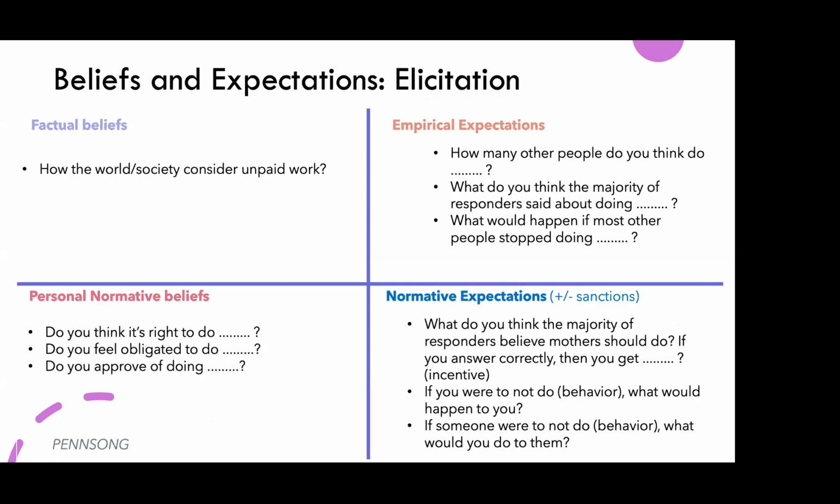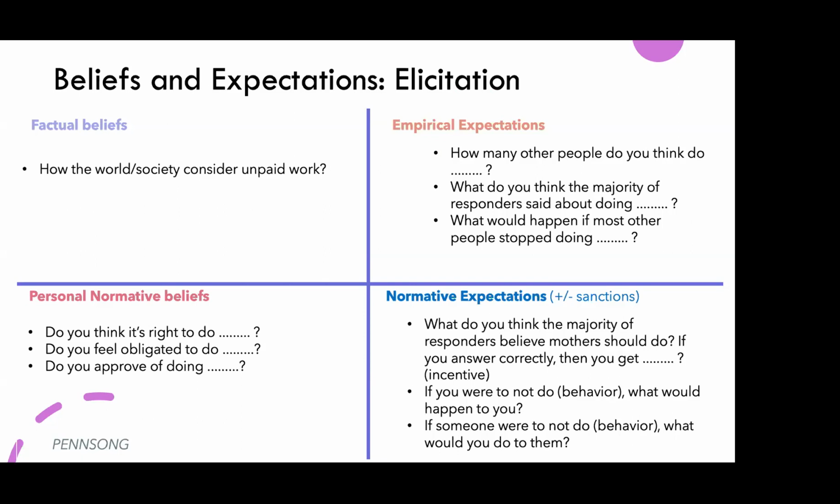So how do we elicit those beliefs and expectations? With the factual beliefs, we only have to ask a plain question. So how does the society, for example, consider unpaid work? In the personal normative beliefs, instead, we have to elicit this sense of obligation, of rightness, or individual approval. Okay, do you think it is right to do A? Do you feel obligated to do B? Do you approve of doing C? When we instead want to elicit the empirical expectations, we want to identify what is the reference network we look at when we consider that behavior.